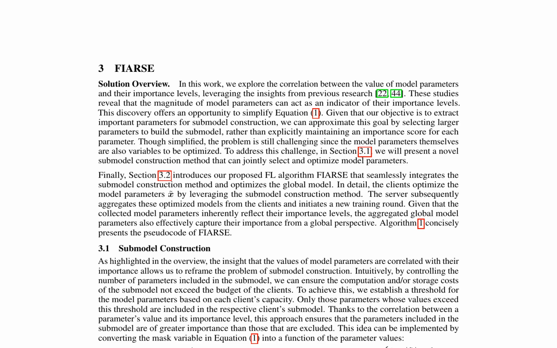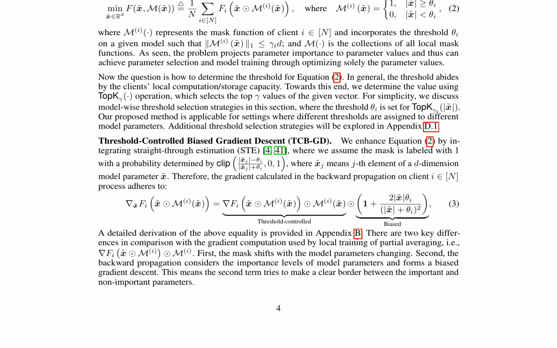However, previous approaches, such as FedDrop and pFedGate, require significant storage and computation costs. FIARSE explores the correlation between the value of model parameters and their importance levels, allowing for simplifying the problem by selecting larger parameters to build the submodel.